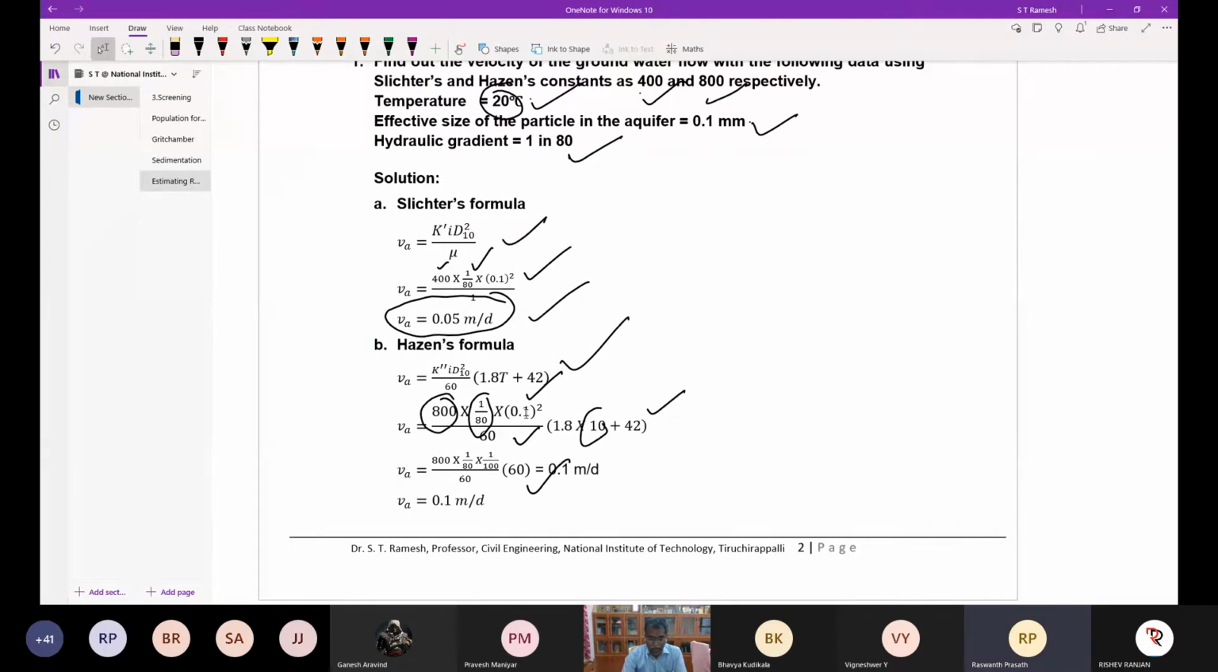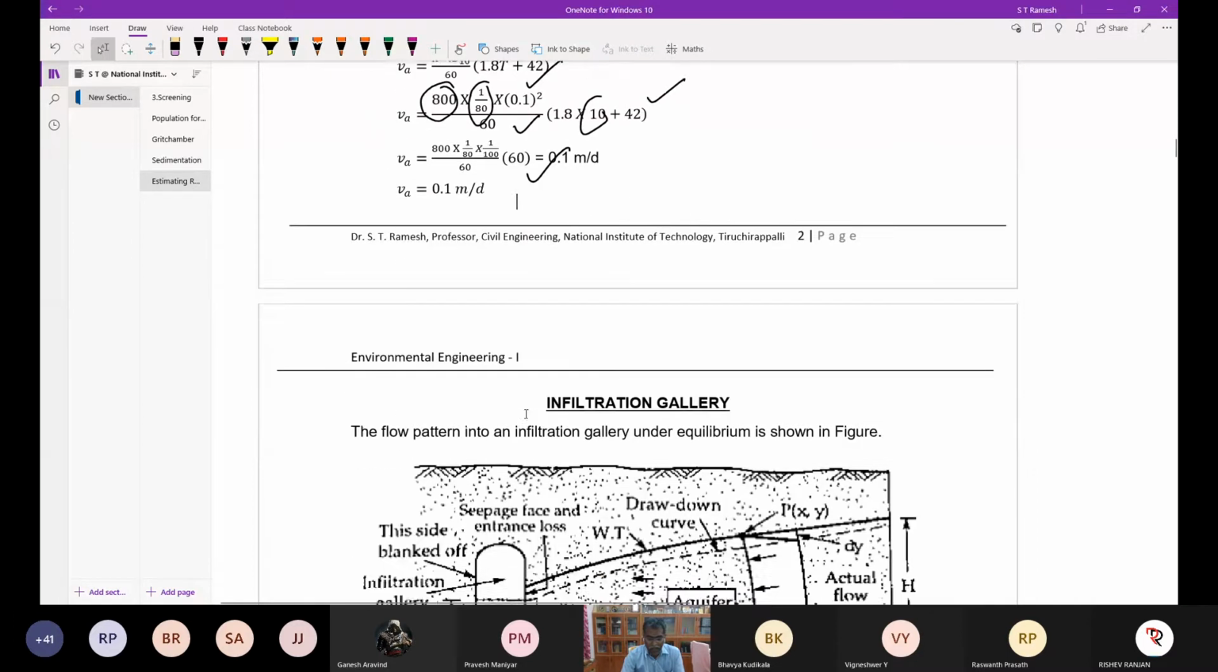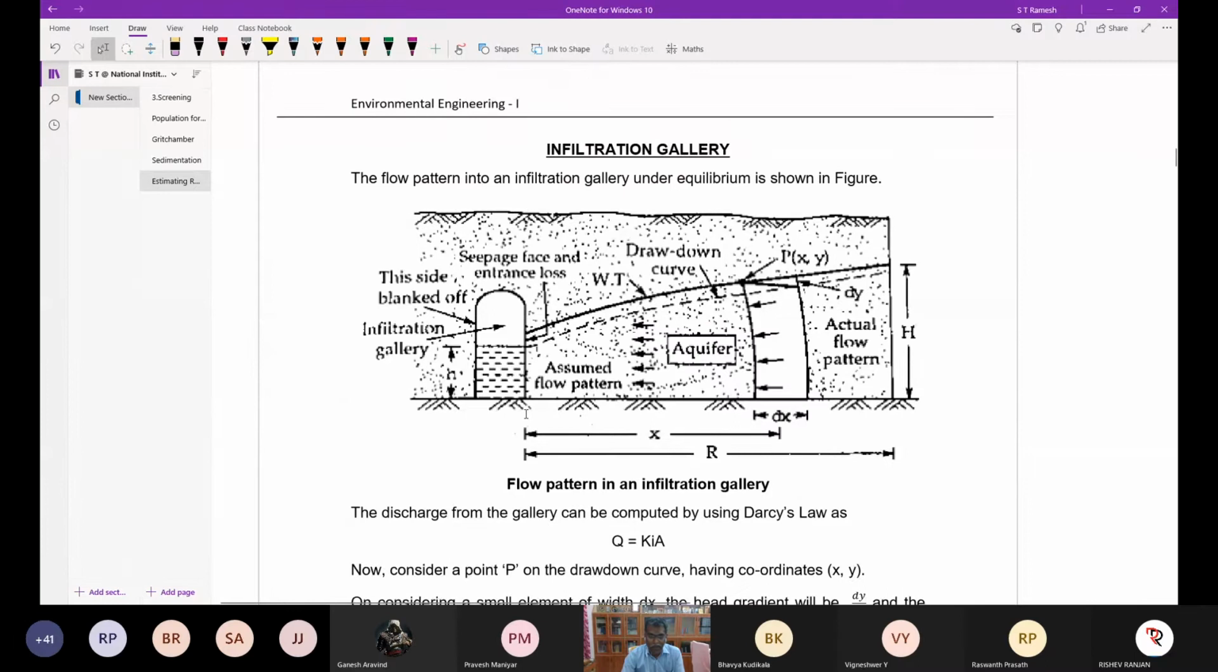Yes, sir. Surface water and groundwater. For surface water, it is only the quantity or surface runoff. In groundwater, you are in a position to estimate the velocity of water in a particular aquifer. Okay, so being familiar with surface and groundwater, we'll move on now to infiltration gallery.